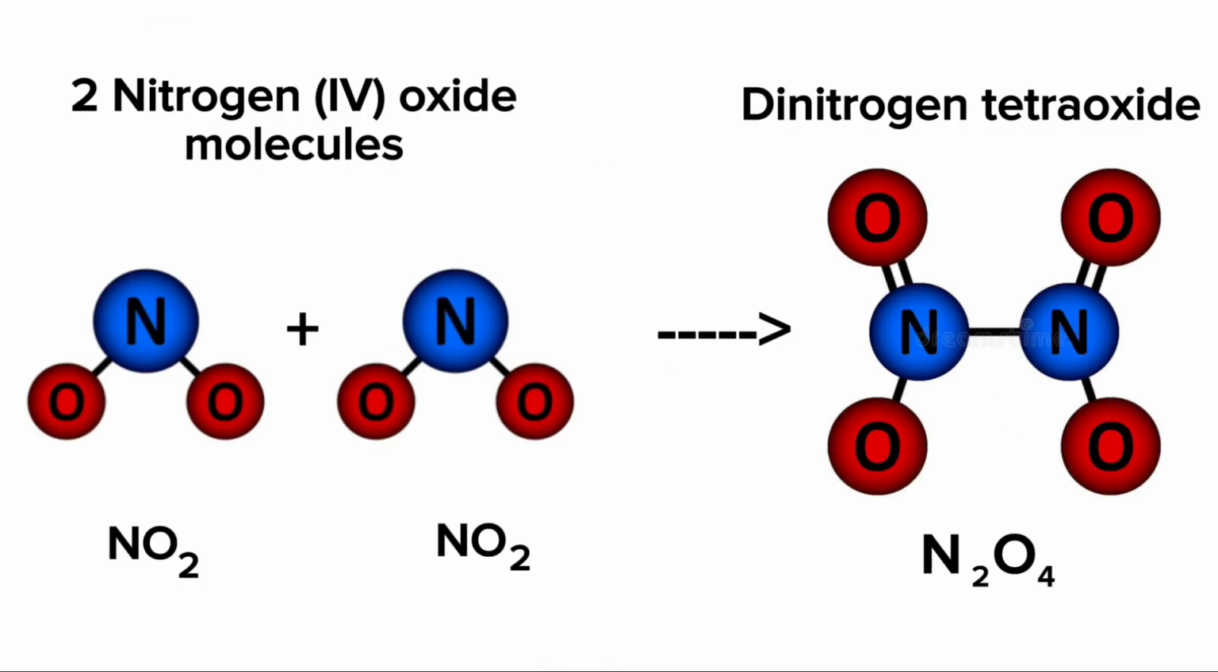Dinitrogen means 2 nitrogen atoms, right? And that is what you have in this compound. Tetraoxide means you have 4 oxygen atoms. And isn't that what we have here? So this compound is called dinitrogen tetraoxide. So how are these 2 compounds related to one another? First things first, dinitrogen tetraoxide is formed when you have 2 nitrogen 4 oxide molecules joining together. You see, 2 of these form one dinitrogen tetraoxide molecule.